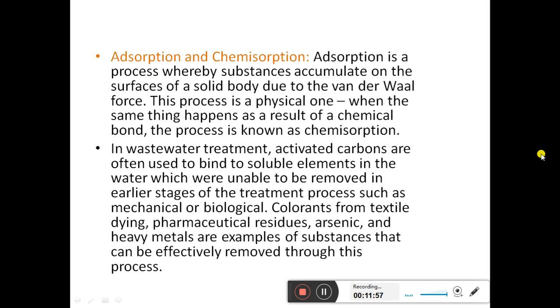In this wastewater treatment, activated carbons are often used to bind to soluble elements in the water which were unable to be removed in the earlier stages of the treatment process, such as mechanical or biological. Colorants from textile dyeing, pharmaceutical residues, arsenic, and heavy metals are examples of substances that can be effectively removed through this process.